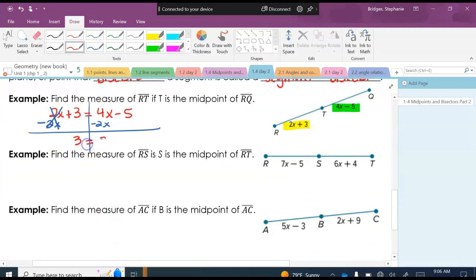And what you do from there is put X's again. Now you want to get that 2x by itself. So that minus 5 that's next to it, you want to get rid of that. So how do you move that minus 5 over? Add it.